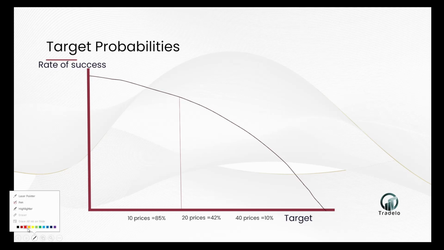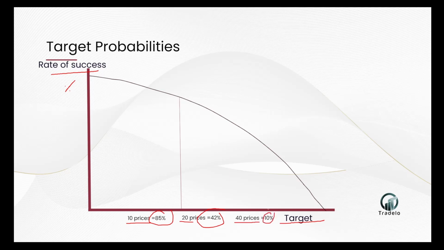Okay? If you were to draw on the y-axis the rate of success or the probability of succeeding and the size of the target. Okay? For example, if I had a trade strategy that had a 10 price target, it would have a rate of success of 85% of the time. In other words, 85% of the time, if I had a target of 10 ticks with my desirable stop, I would succeed in that trade. Okay, the moment I try and go for 20 prices, that probably drops down to 42%. And the moment I go to 40 prices, that drops down to 10%.